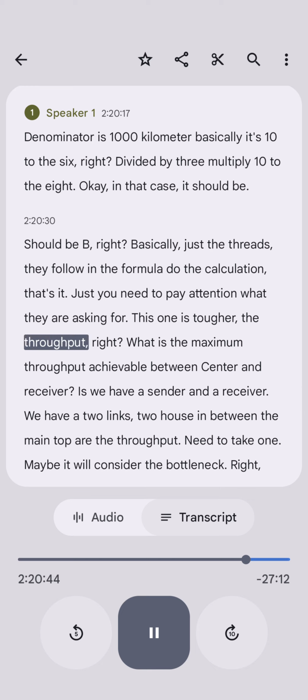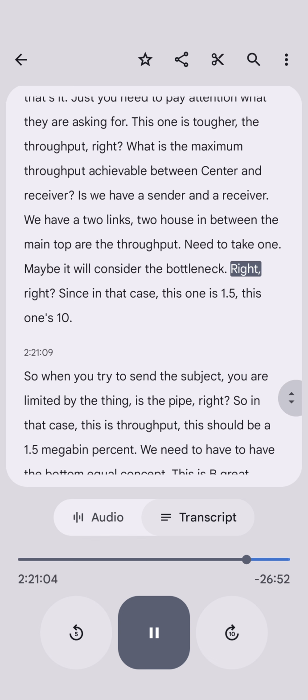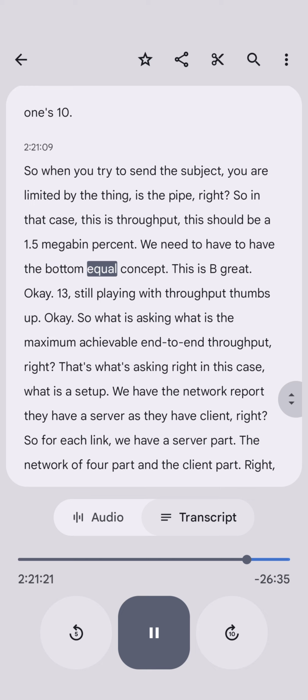This one is talking about throughput, right? What is the maximum throughput achievable between sender and receiver? Make sense? We have a sender and a receiver. We have 2 links, 2 hops in between. When we talk about throughput, we need to consider the bottleneck, right? Since in that case, this one is 1.5, this one is 10. So when you try to send something, you are limited by the thinnest pipe, right? So in that case, the throughput should be 1.5 megabit per second. We need to have the bottleneck concept. This is B, great? Okay.